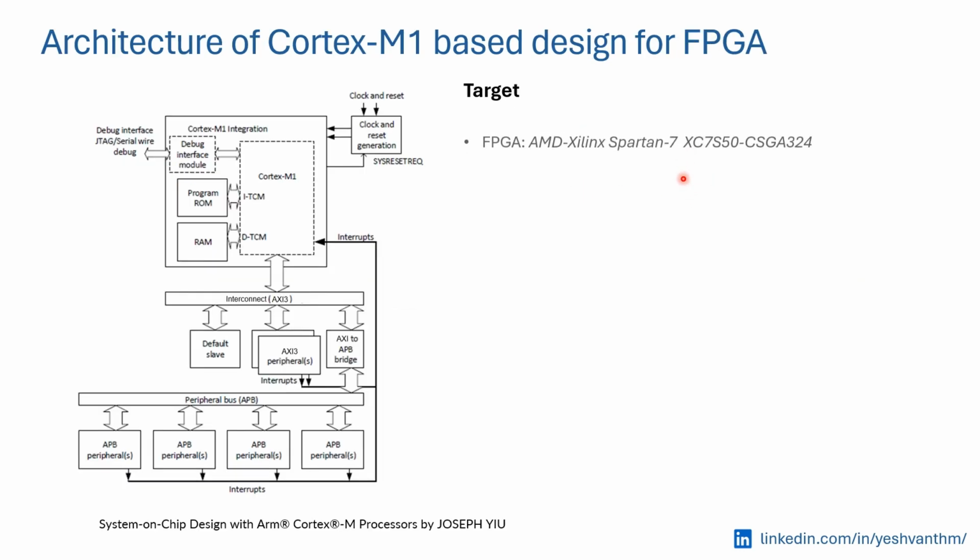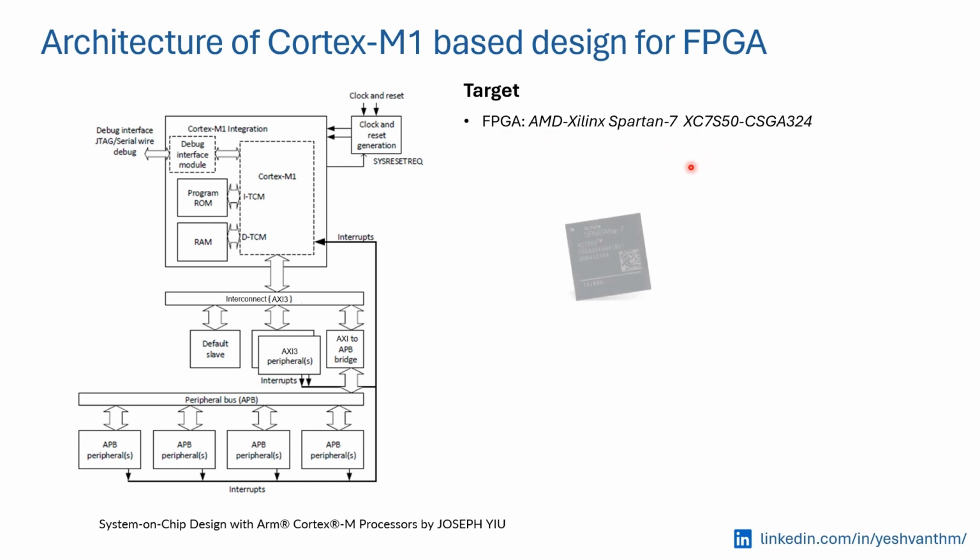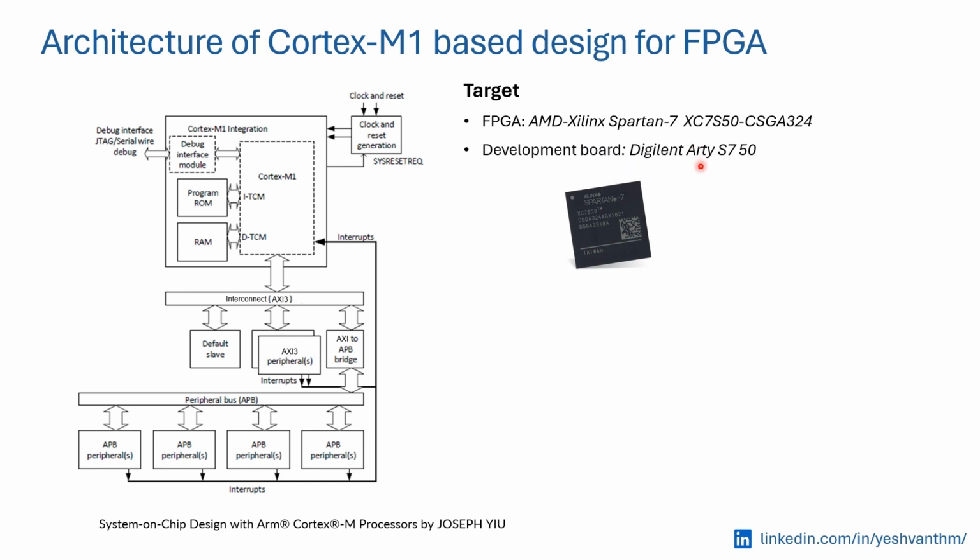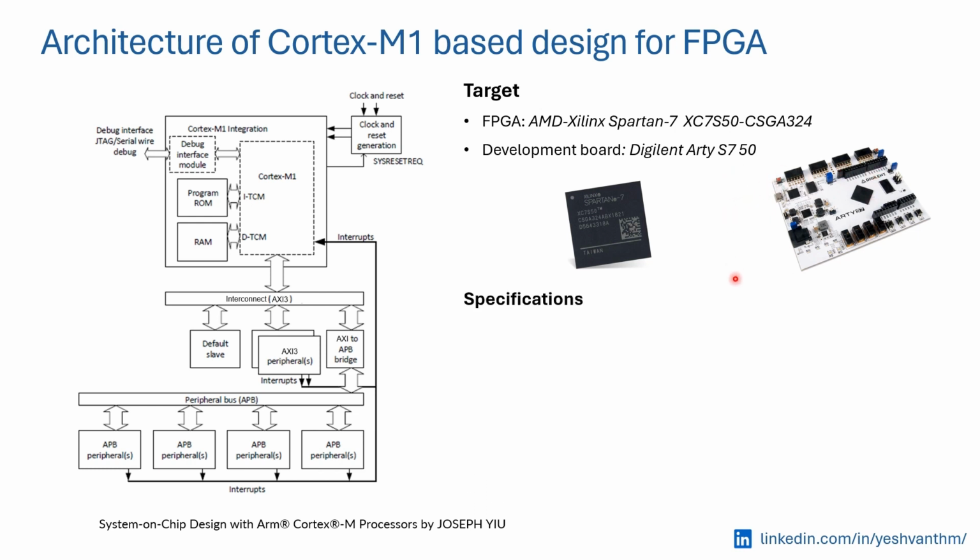The target for the M1 based design is the AMD Xilinx Spartan-7 XC7S50 FPGA, and the development board used is the DesignStart RT-S750, which is prevalent among the maker community. These are some of the specifications for the FPGA design.